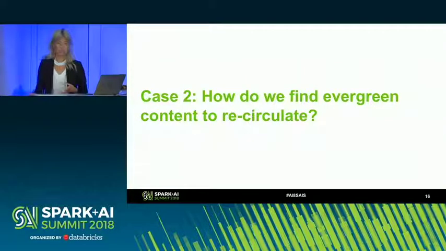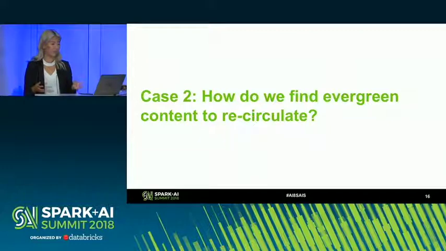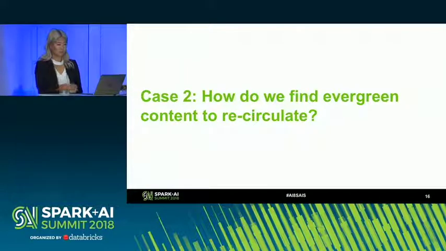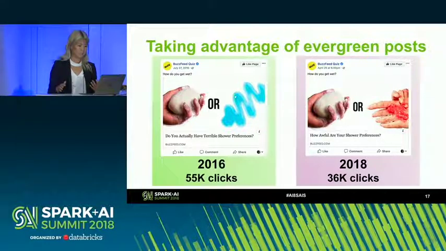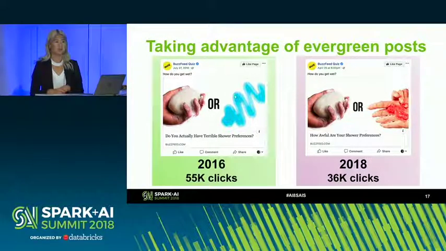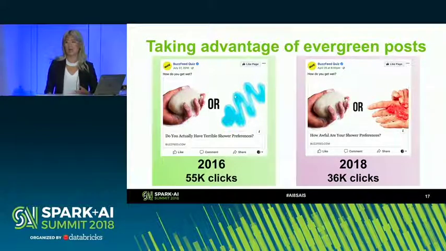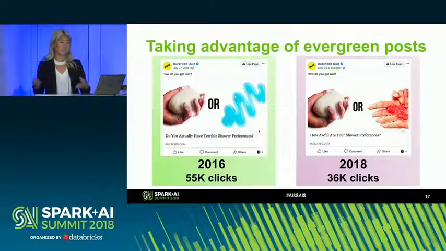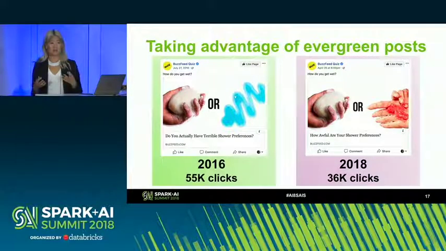Then I'll talk about the second case, which is how do we find evergreen content to recirculate? The motivation behind this is that we want to take advantage of older content that did really well in the past, because it tends to correlate with how it will perform now or in the future, given that it is evergreen content. That's something we've noticed over time. So we wanted to build a model that will allow us to easily find content that's evergreen so that we could repurpose it.